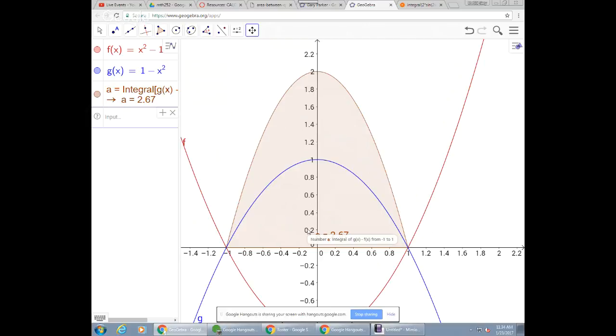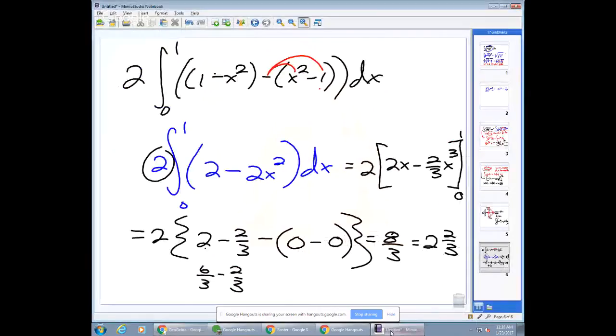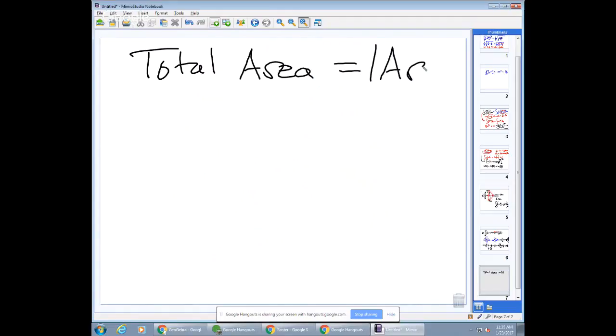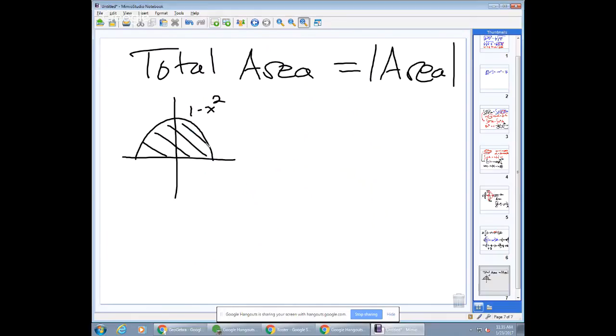The book talked about an idea called total area, and I brought it up a couple times in class. Let's look at it right now. Total area is not the same thing as area with integrals. You could say it's the absolute value of the area. Consider these two examples we just looked at. This function right here is 1 minus x squared, and we can find, using an integral, the area in there. And this area right here will be positive.